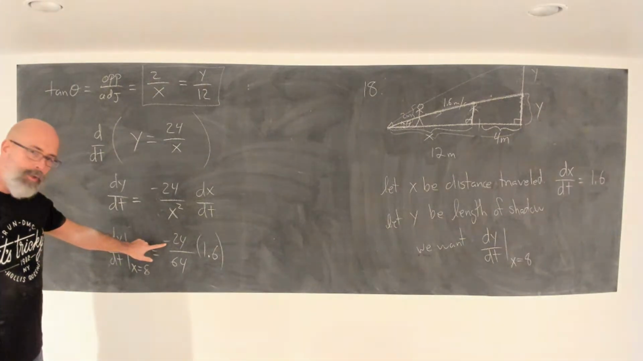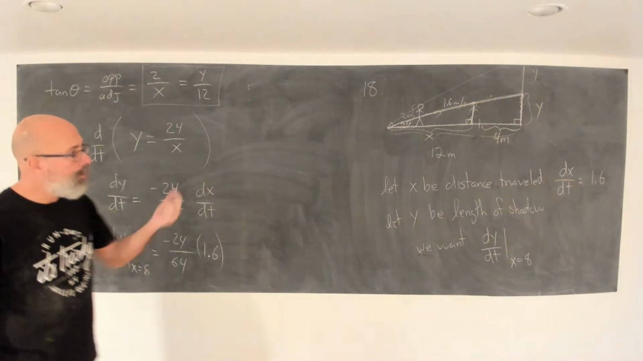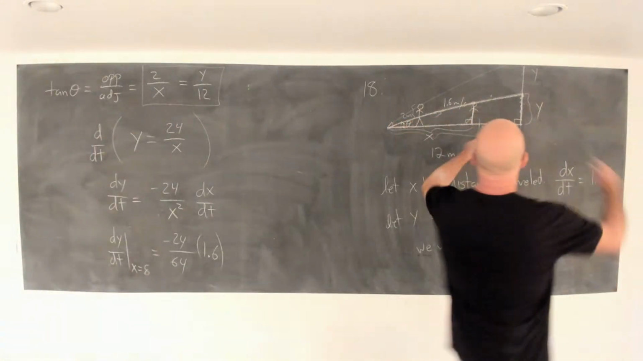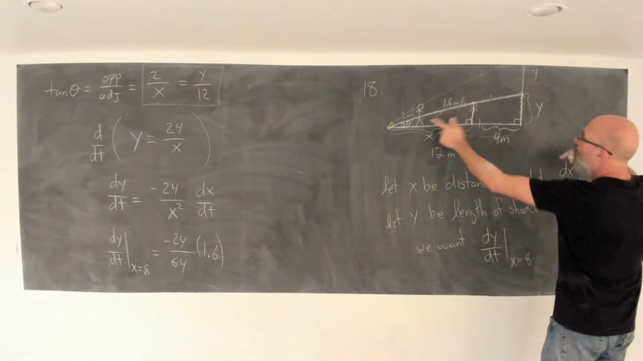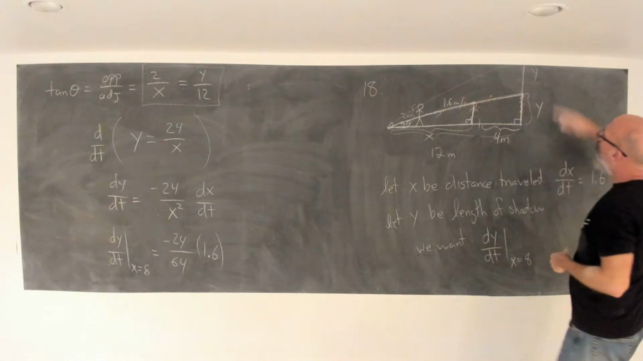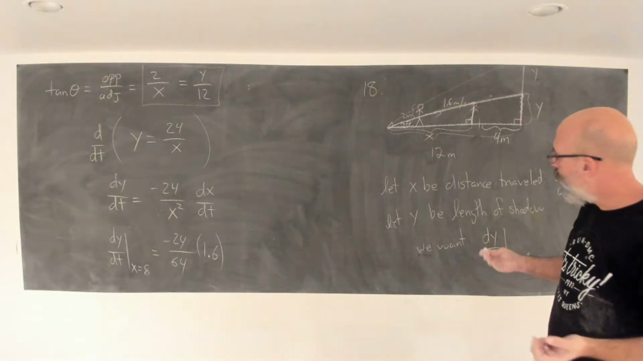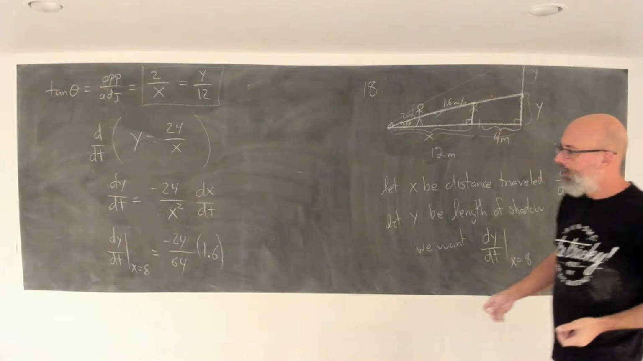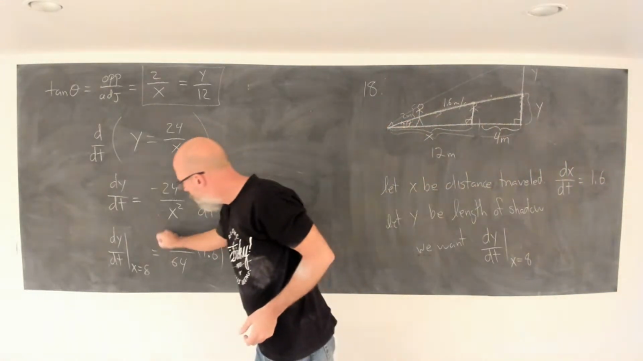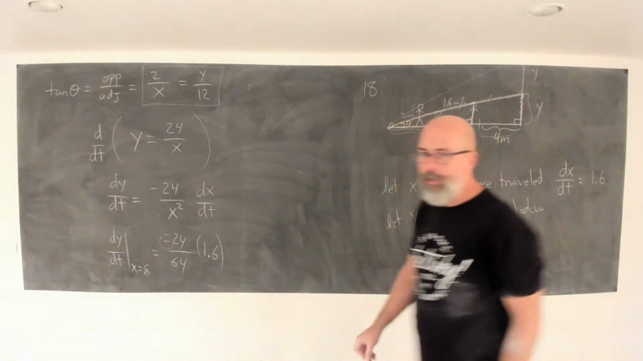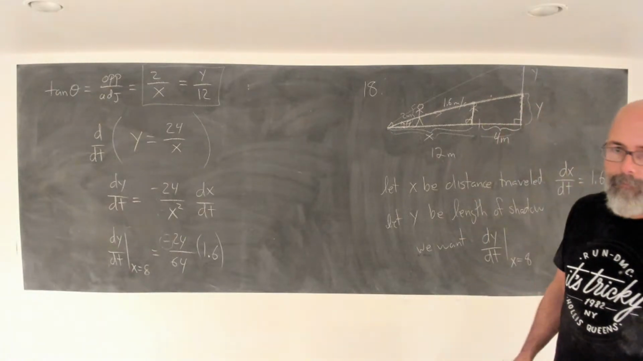You get a negative answer, as expected, right? Because what's happening? The further away you are from the light, the smaller the shadow is. So the length of the shadow is actually decreasing, which is suggested by the negative.